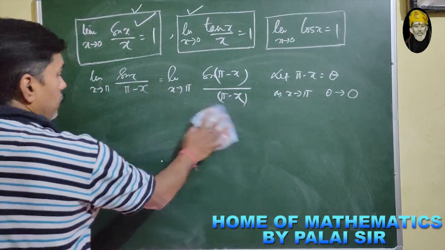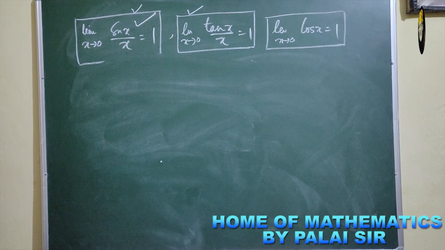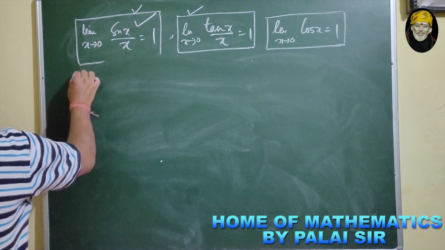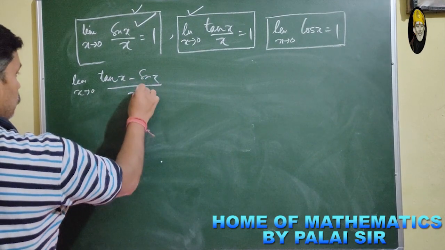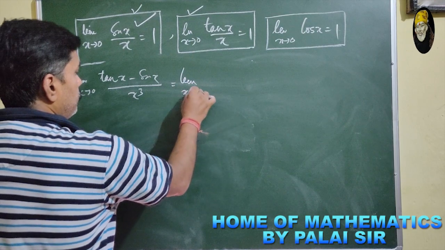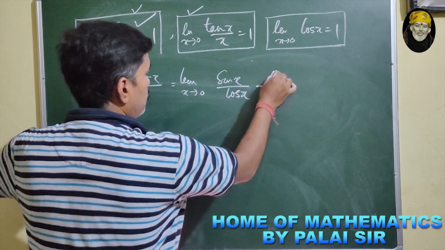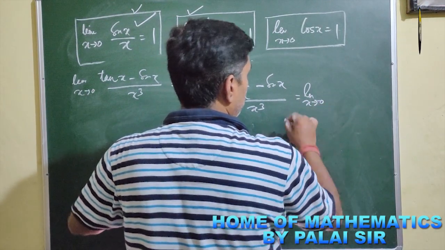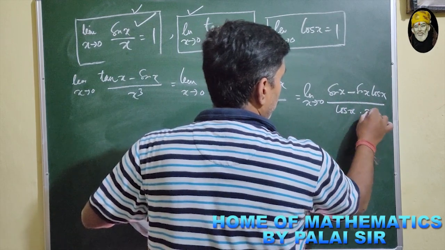Like this you can solve some more problems. Here you see, suppose you are going to solve another problem, you have to use the formula. So here, suppose it is limit x tends to 0, tan x minus sin x by x cube. Here you have to solve this one. So limit x tends to 0, this tan x can be represented as sin x by cos x minus sin x by x cube. Now it will be what? Limit x tends to 0, sin x minus sin x into cos x by cos x into x cube.